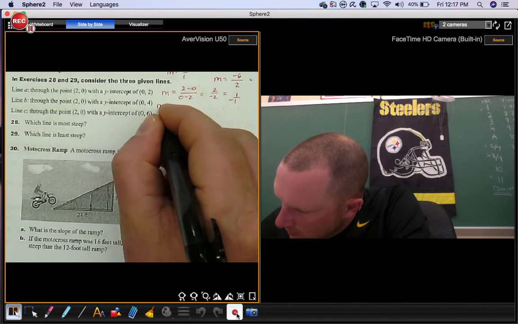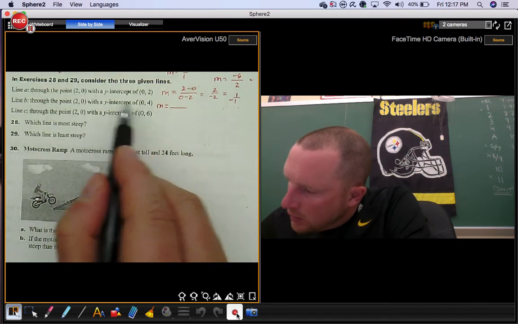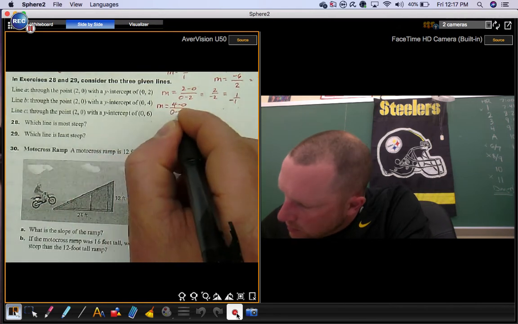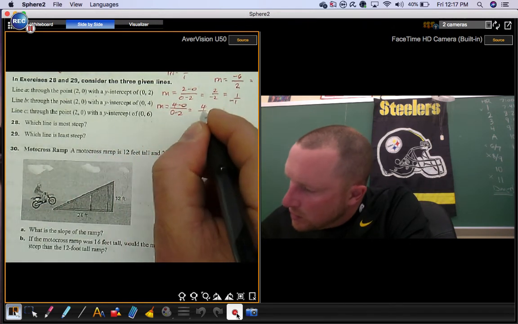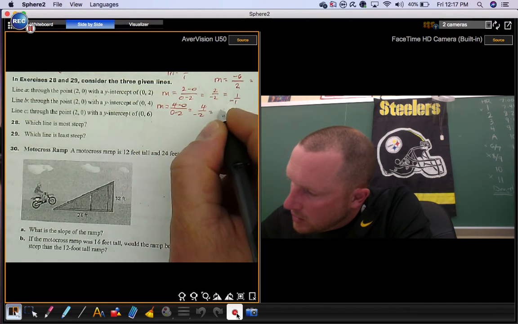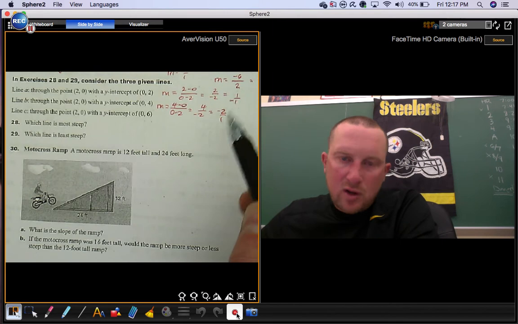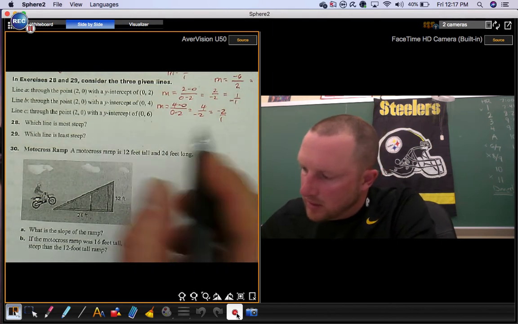Line B. I'm going to do 4 minus 0, and then I'm going to do 0 minus 2. 4 minus 0 is 4. 0 minus 2 is negative 2. That reduces to negative 2 over 1. Again, the negative is not important when you're calculating steepness. You're taking the absolute value.